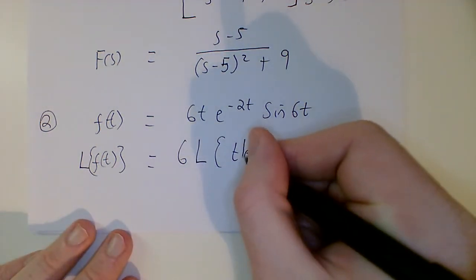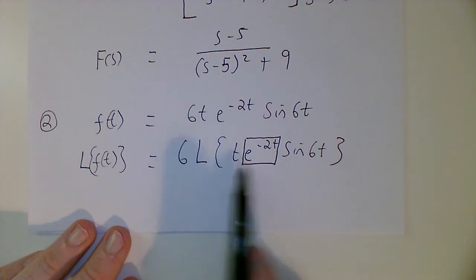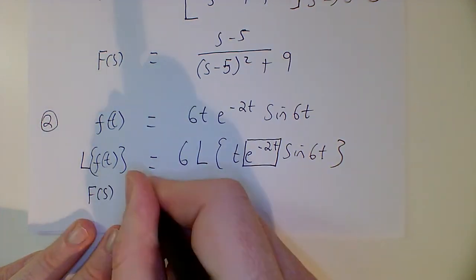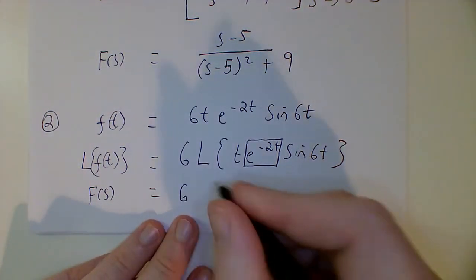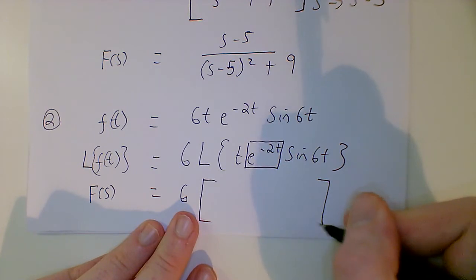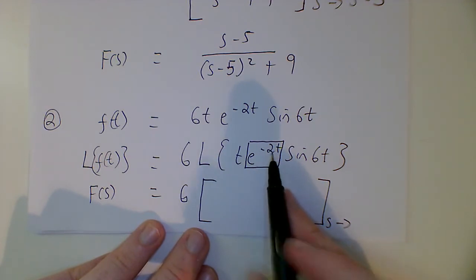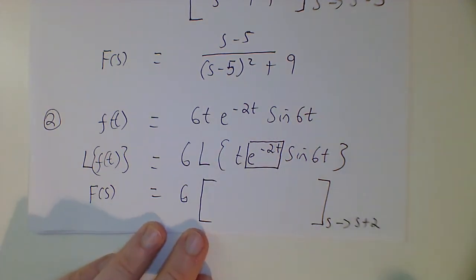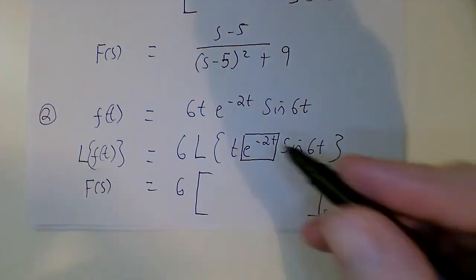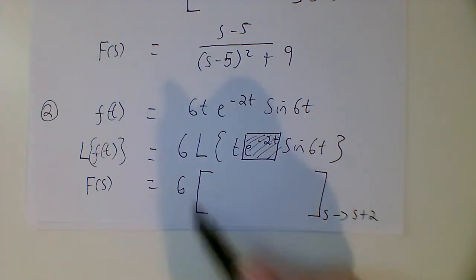I see you've got an exponential multiplying other things with a t in it. So it tells me that's the first shift theorem, right? So that means that f of s equals, and first shift theorem means I swap the L and this stuff for a big square bracket, like that. And I say s is going to s take away whatever that number is there. So that's s going to s plus 2. Okay, because s take away negative 2 is s plus 2, right? Now I just imagine this exponential is not there because I've dealt with it by creating my first shift theorem here.